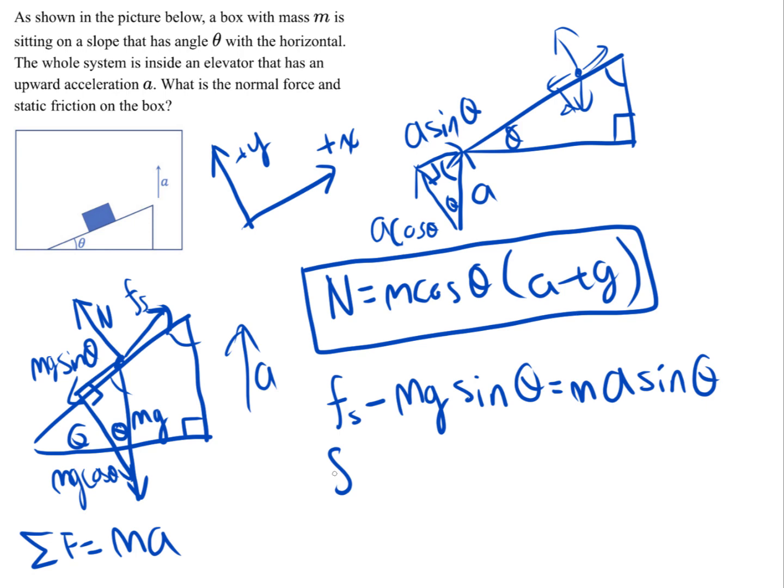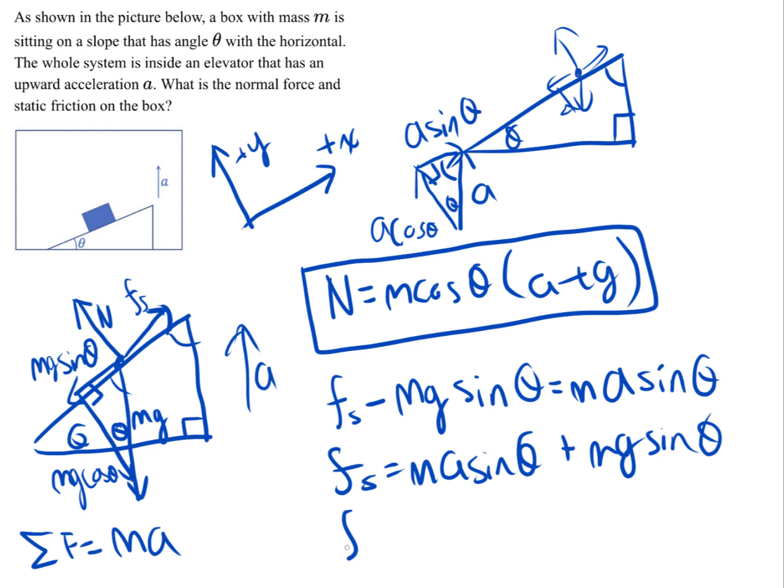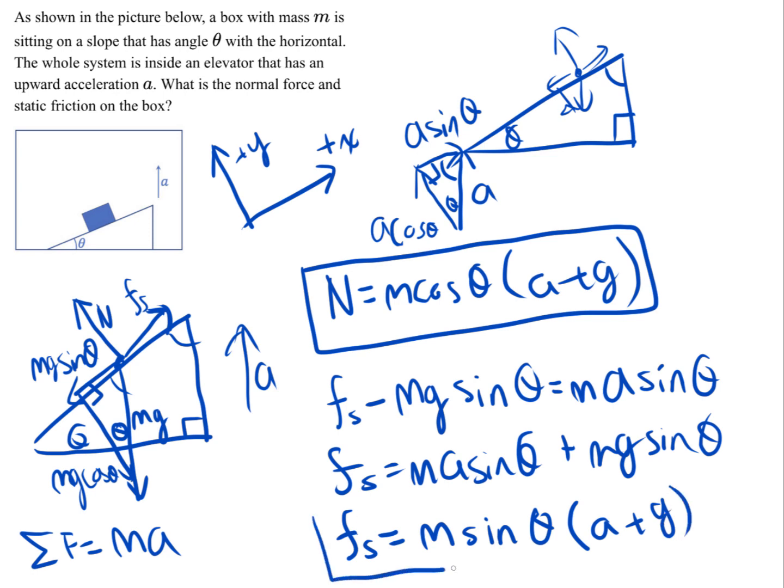And so the force of static friction is equal to ma sine theta plus mg sine theta, which, just like before, we can factor. The force of static friction is equal to the mass times the sine of the angle theta times the acceleration plus the gravitational acceleration. That's the force of static friction. And this is how you would solve this problem.